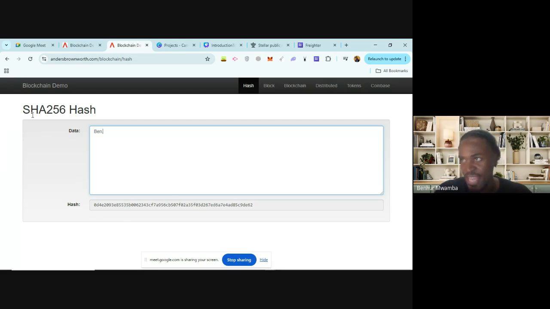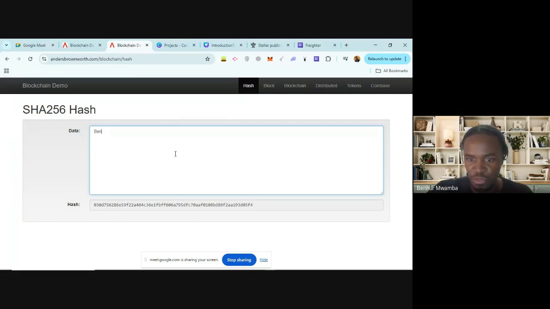With the SHA-256 hash, it's one way. So you cannot derive the data from the hash itself. But whenever I type Ben, I'm going to get the same hash. If I type Ben, you're going to see the hash of Ben, 030, and it's the same thing, it doesn't change. But I cannot use the hash to derive this data. There's no way of doing that. So this is the first step, understanding what the hash is.